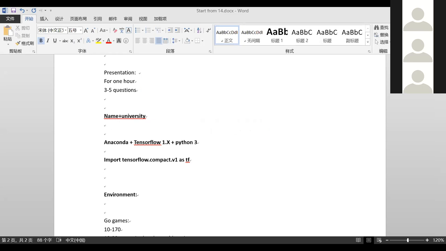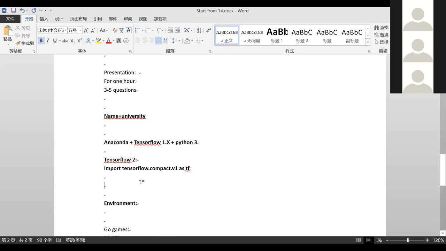I tried this import tensorflow.compat.v1 as tf command, but it's not working. The version of TensorFlow you installed is 2.0, 2.1, or so. Use this command only within TensorFlow 2. If you installed TensorFlow 2, you can use this command to make TensorFlow 1 code work. If you install TensorFlow 1, you just pip install tensorflow and use import tensorflow as tf.